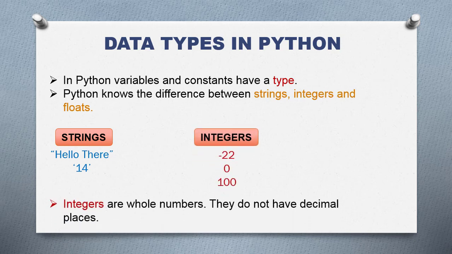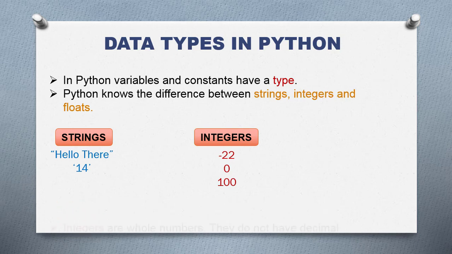Moving on, we have integers. Integers are whole numbers without decimal places. So they could be positive whole numbers or negative whole numbers. Some examples are -22. In this case, that's negative. We have 0 and 100.